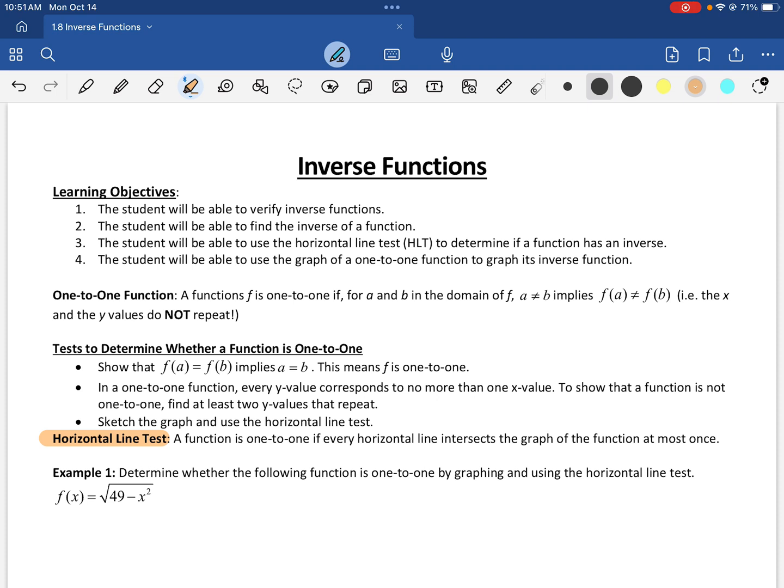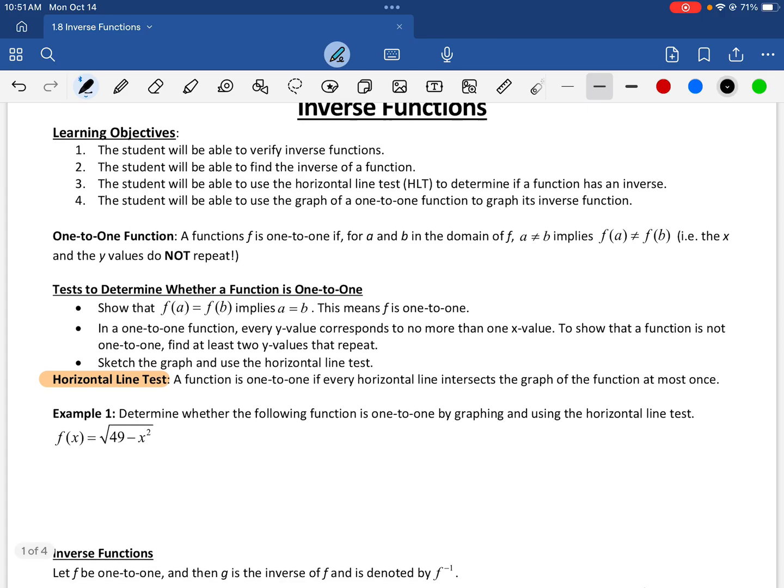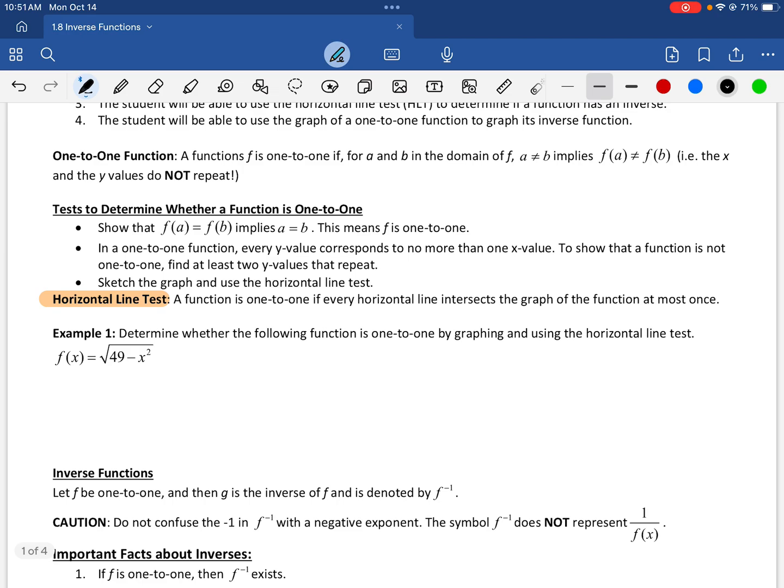It says a function is one-to-one if every horizontal line intersects the graph of the function at most once. So if a function passes the horizontal line test, then that makes that function one-to-one as well. If we look at this first one, we want to determine if this function is one-to-one by graphing it and using the horizontal line test.